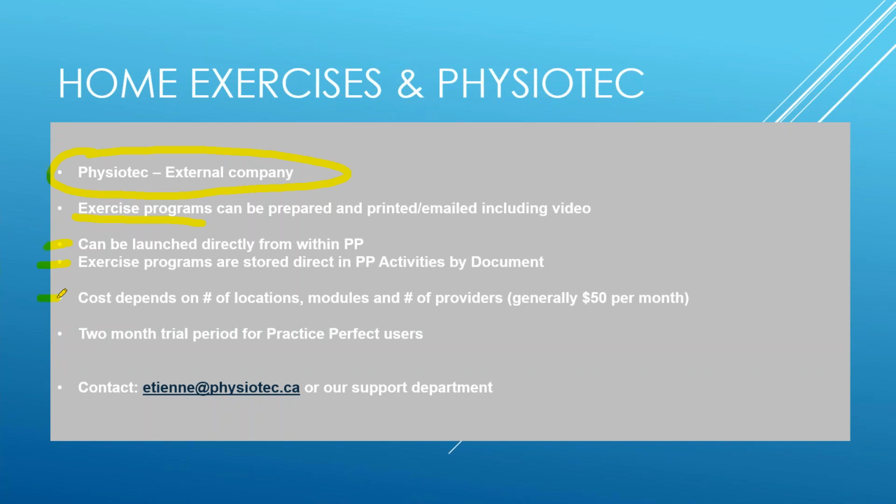Another cost. Again, they're a completely external company. Their pricing structure depends on a number of things: the modules you want, the number of therapists you have, the number of locations. Pricing really is kind of all over the map depending upon what you need. I typically see clinics coming on, give or take, at around the $50 a month rate, depending on their size and what functions they need. PHYSIOTEC is also offering a 2-month trial period to Practice Perfect users at no charge, no commitment.